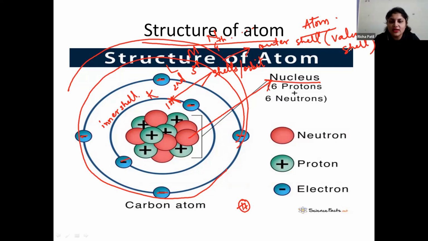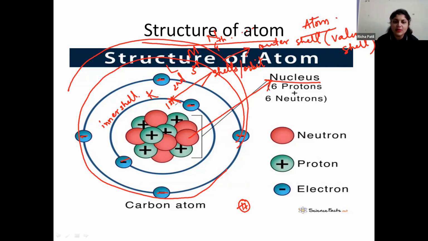So what is the structure of an atom? An atom is the simplest, or smallest, particle. The nucleus is present in the center of an atom, and it is positively charged. Around the nucleus there are shells, or orbits, and in these shells electrons are present in different orbitals. How are the shells numbered? Near the nucleus is the first shell, and subsequently the second, third, fourth.